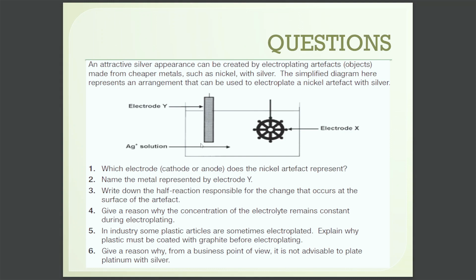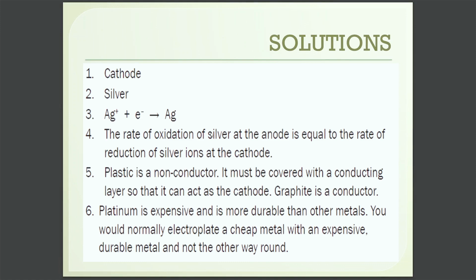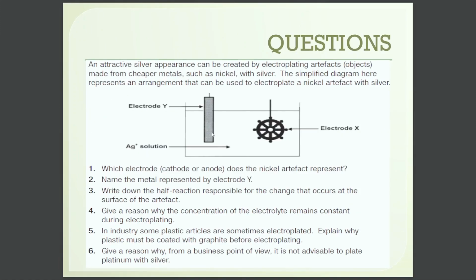We are moving to question number 2. The question says, name the metal that is represented by electrode Y. So I'm looking at my diagram there. I'm seeing that there's electrode Y, the silver solution, and electrode X. Name the metal that is represented by electrode Y. The answer will be silver. You can remark. Simple and straightforward. I can even show you the solution here. So, next question.